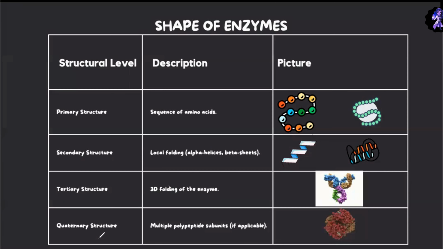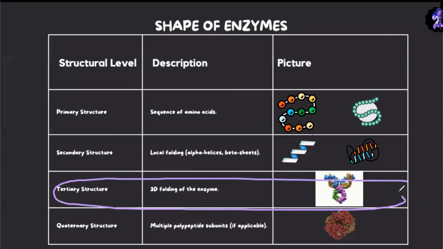And lastly, when we're talking about quaternary structure, we're talking about a bunch of these together forming a multiple polypeptide unit. So basically, when we're going from primary to quaternary, we're getting bigger and bigger each time. That's important to note when we're talking about the shape of enzymes. Please note that the enzyme is fully formed in structure when you get into that tertiary shape. I just want to point that out.